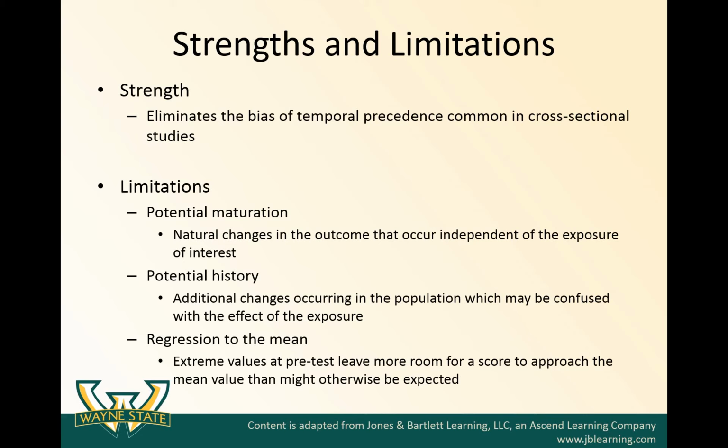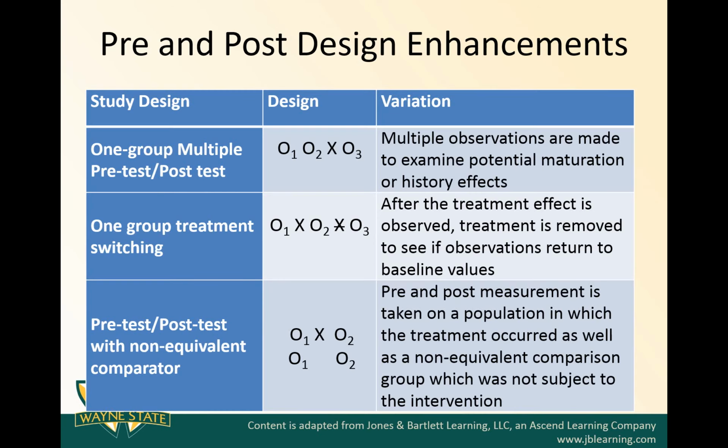So extreme values at pre-test leave more room for a score to approach the mean value than might otherwise be expected. There are some design enhancements that you can do with pre-post designs, and this is a table giving you an example. So in the first example, in the first row here, one group, multiple pre-test, post-test.